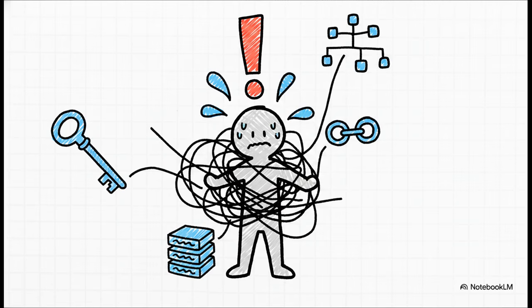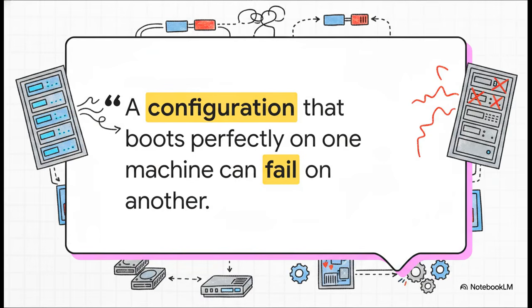It relies 100% on having incredibly disciplined nodes, which, let's be real, most of us rarely update. And this fragility totally multiplies when we introduce new hardware into the mix. Check out this quote from the source. A configuration that boots perfectly on one machine can fail on another. I mean, restoring to identical hardware is hard enough, right?